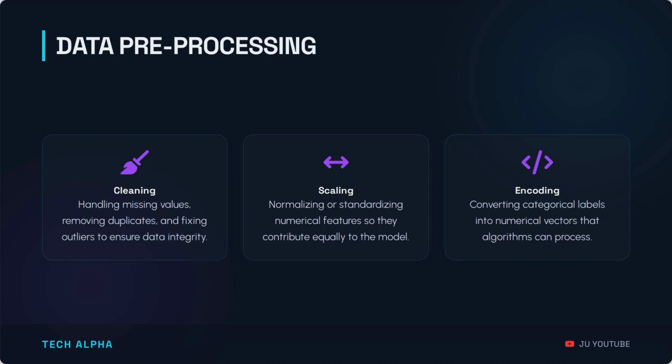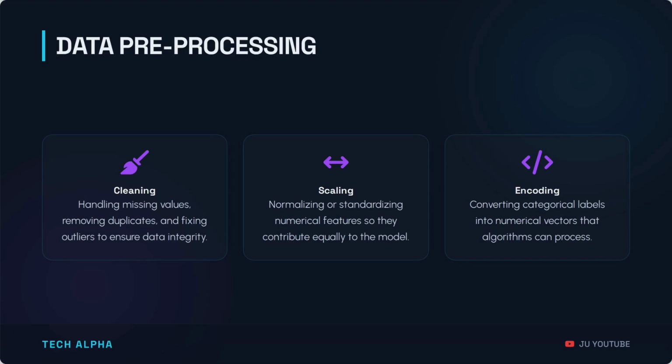What is data preprocessing? Data preprocessing is the process of cleaning and preparing raw data before giving it to a machine learning model. Real-world data is often incomplete, inconsistent, or contains errors. Preprocessing helps improve data quality and model performance.